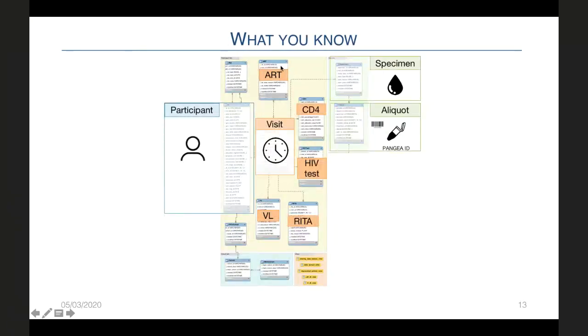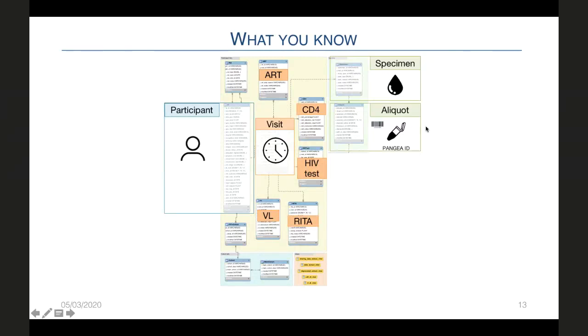So what you know, and again, you in this case might be a PANGEA collaborator who's sharing some data and getting some aliquot samples sequenced. What you know might look something like this. You might know something about the participants. You might know when they were visited or interacted with, what was done on those dates, where their blood was drawn or another specimen was collected, and how it was aliquoted.